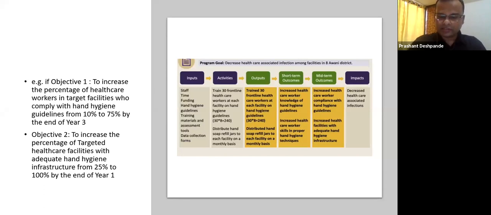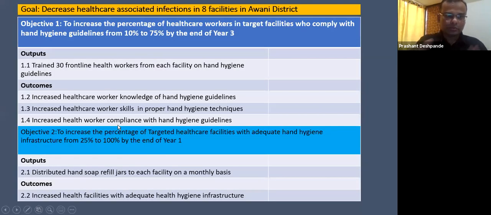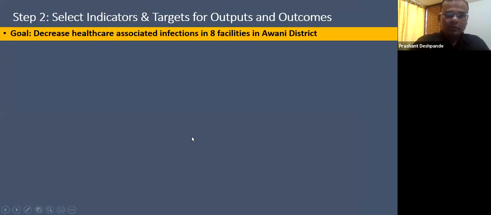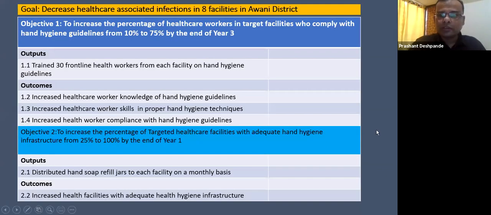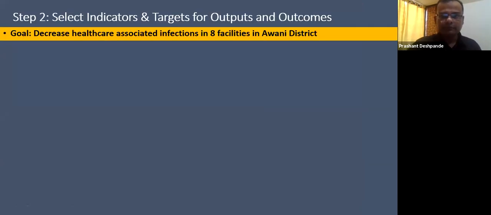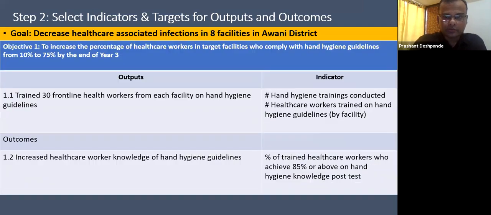So first step I think is clear to everyone. I mean, this may not be a new thing for you, but it is my duty to walk through this. So up till now, we have just finished step 1. Goal we have taken from logic model. Then objectives 1 and 2 we have taken from logic model. And then we spoke about outputs and outcomes. Then what is step 2? The step 2 is selecting indicators and targets for outputs and outcomes.